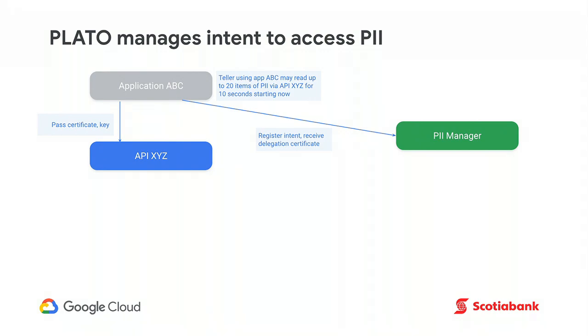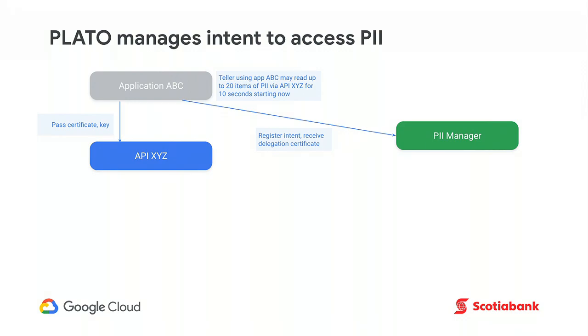So I'll just walk through a little use case to illustrate what I'm talking about. You have an application ABC, say a teller application in the branch. The teller's using it, and they need to look up a customer record, the customer's standing in front of them. So you want to get 20 items of PII. In that use case, you're about to click the button, and it's reasonable to get 20 pieces of PII re-identified in the next 10 seconds. So now you want to do that in this zero trust environment. I'll walk through what the pattern is.